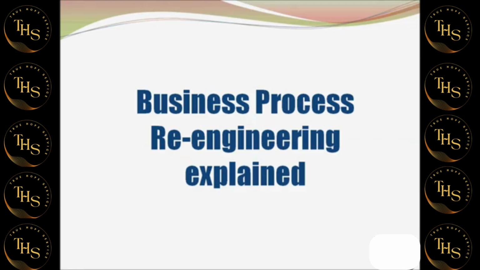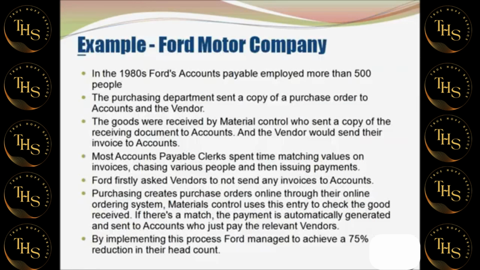Business process re-engineering. We're going to start off by looking at an example. In the 1980s, Ford Motor Company's accounts payable employed more than 500 people, which it understood was way too many people. They started off by analyzing their existing systems.